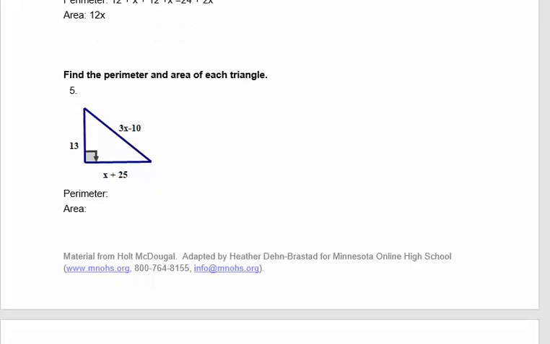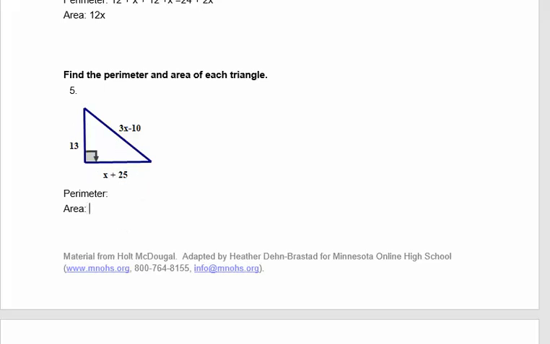If it's a triangle, in this example, to find the perimeter, you're just going to add 13 plus X plus 25 plus 3X minus 10, and then add your like terms together. Combine like terms. So 1X plus 3X will be 4X, and then you'll have 13 plus 25 minus 10 to get the other part. For the area, if you have a right triangle, the height is one leg, and the base is the other leg.